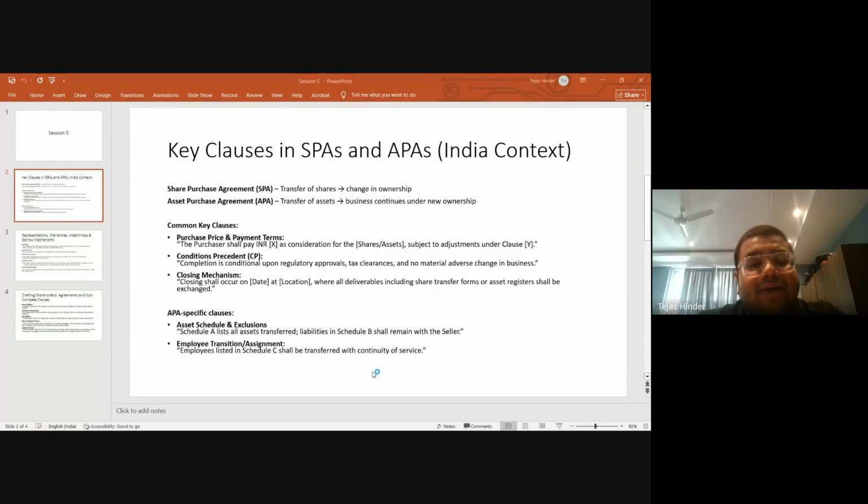Then, of course, you have your tax implications clause, which will basically indicate your GST, stamp duty, and capital gains that must carefully be structured. And also in this, your tax apportionment clause is critical. Then is your assignment and novation clause, which was basically for contracts or licenses to be transferred, and consents from third parties may also be required.